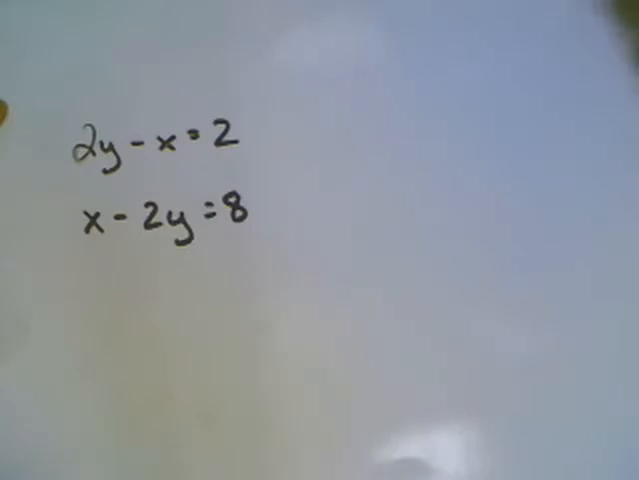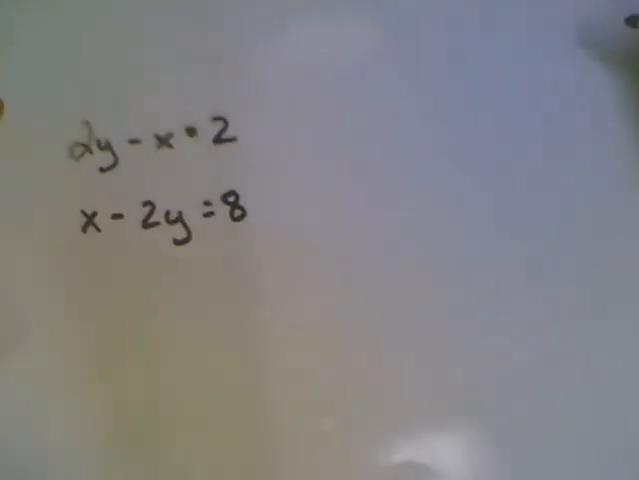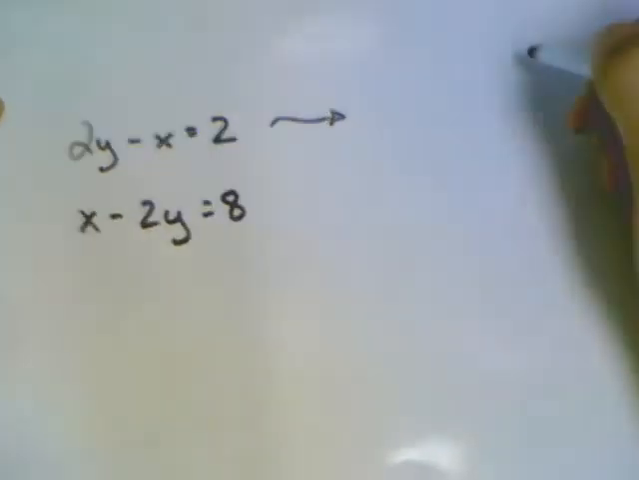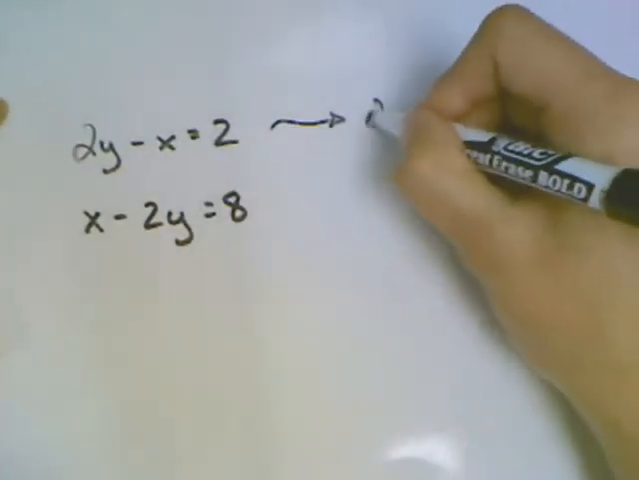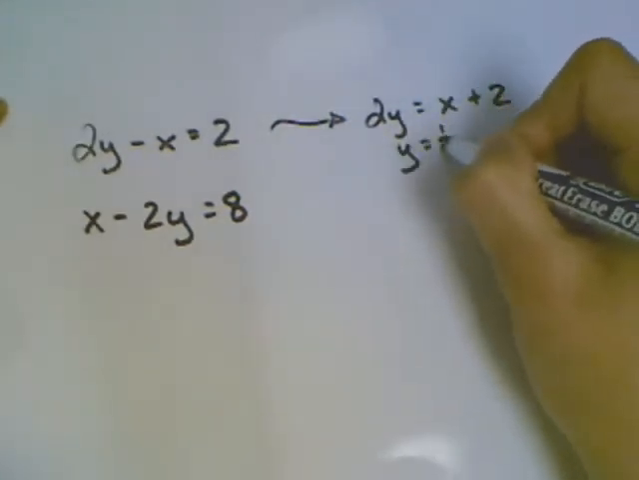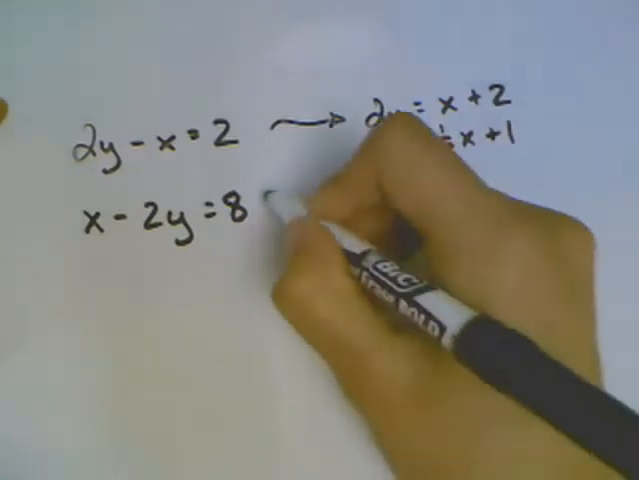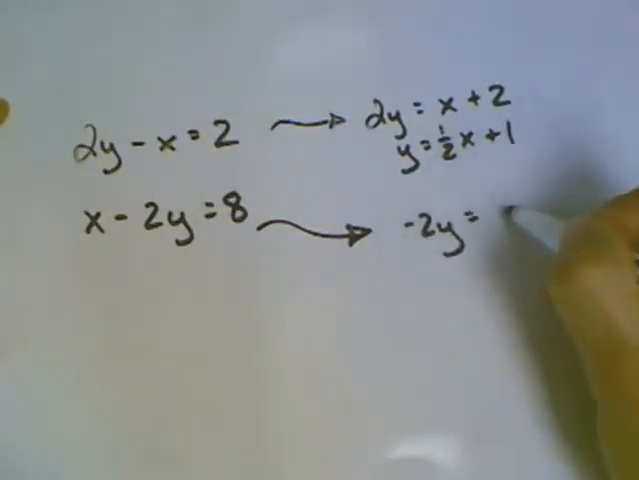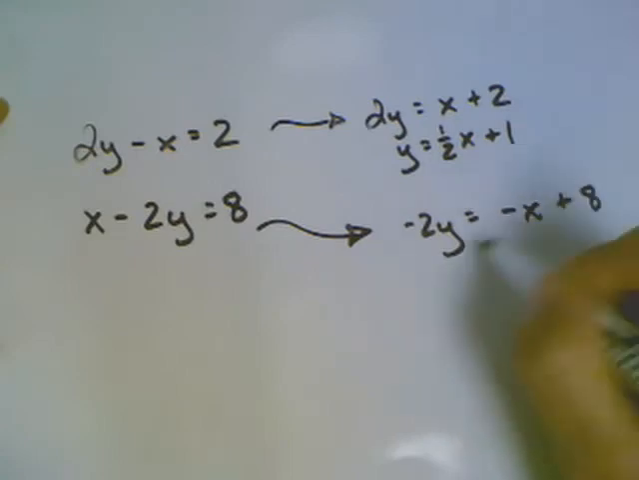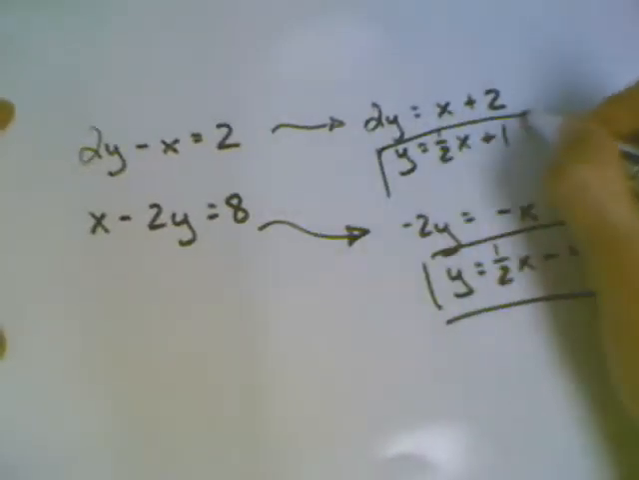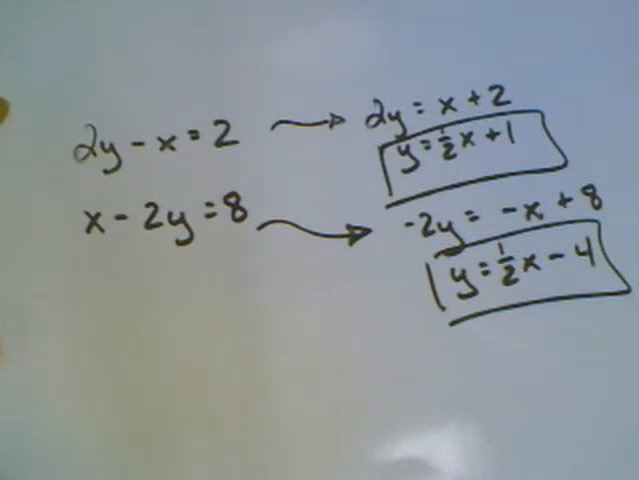Solve the system of equations by graphing. Neither of these two are in slope-intercept form. So let's start and rewrite them to be that. I'm going to add x to both sides in this one and divide everything by 2. In this equation, I'm going to subtract x from both sides and divide everything by -2. So these are the two equations that I need to graph.